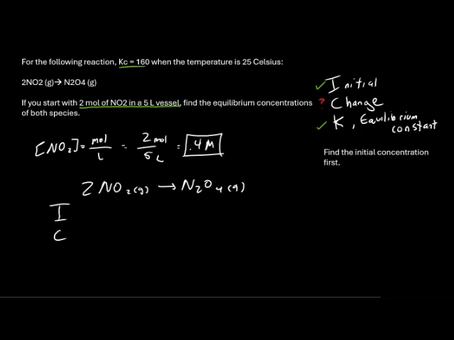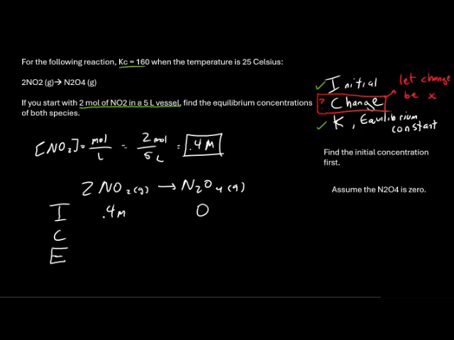When we construct our table, we'll have a line for initial conditions, a line for change, and a line for equilibrium conditions. We only know the initial conditions right now. The NO2 will be 0.4 molarity. The N2O4 was not given, which means that we can assume it's 0. We'll place a 0 for the initial position. Now, we don't know what the change is. We know the initial, we know the equilibrium constant, we do not know the change, so we will let the change be x.